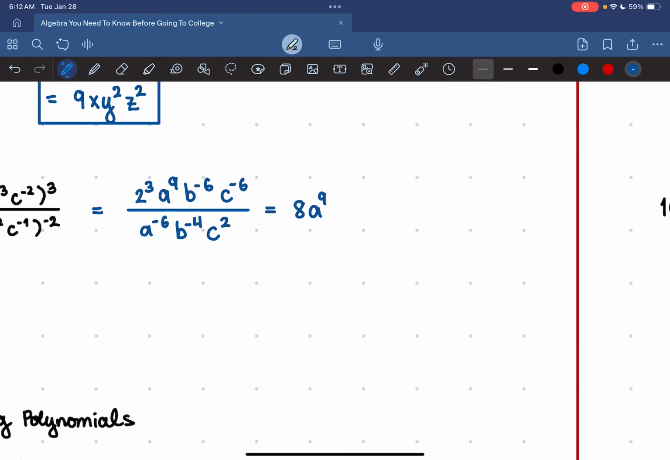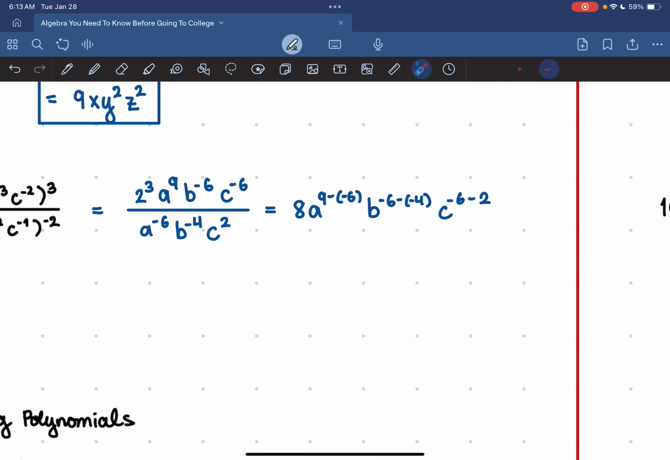Just be careful here. So again, when we divide, that's subtraction, but we have negative here, so we have 9 minus -6 here. For b, the same story applies. We have b: -6 minus -4 here, and then c: -6 minus 2 out here, right? And then let's just simplify this thing, I think.